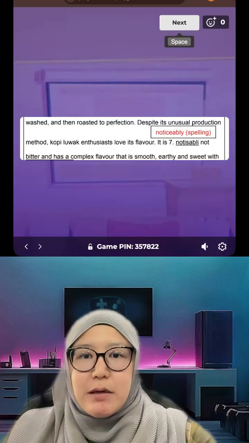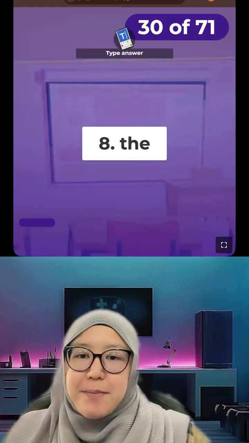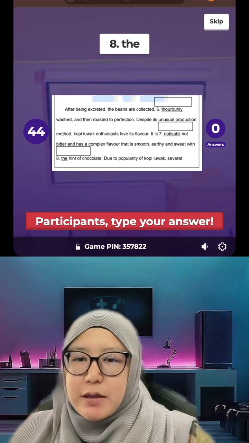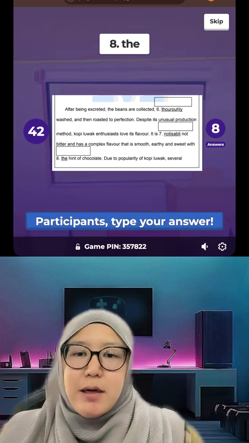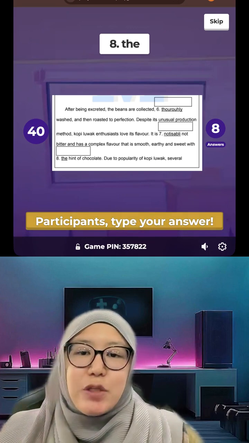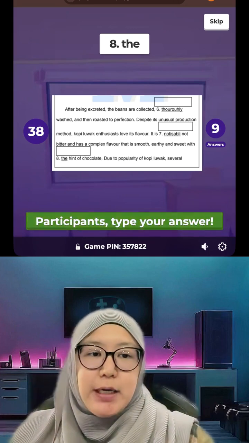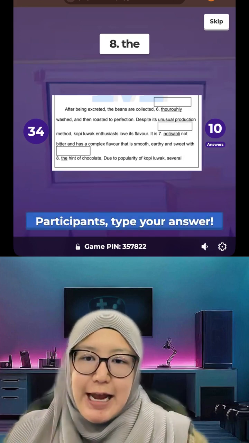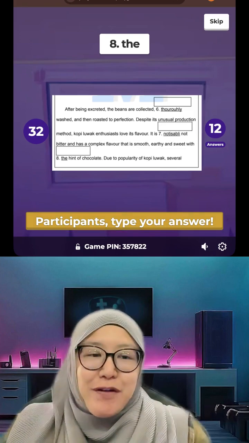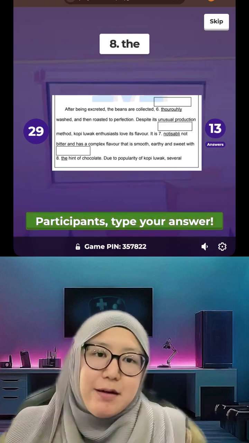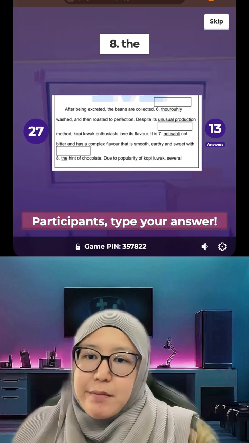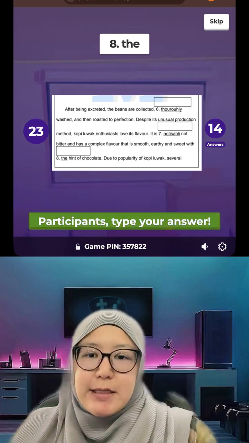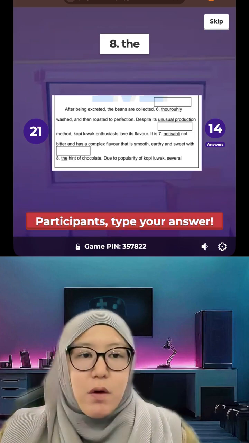Moving forward to question number 8. So this is the chocolate flavor, if I'm not mistaken. Oh, it's smooth, earthy and sweet with the hint of chocolate. So this is an article question, a and the. See, I've already given you the answer. Which one? A and the. Which one would be the answer? The is definitely wrong, right?